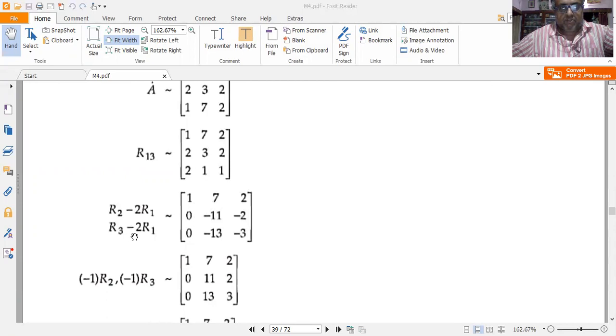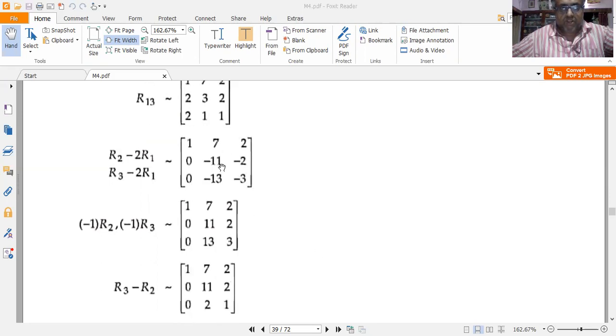Now apply R3 minus 2R1. I get 2 minus 2 into 1, again 0; 1 minus 2 into 7, 1 minus 14, minus 13; then 1 minus 2 into 2, 1 minus 4, which is minus 3. Now, multiply R2 by minus 1 and multiply R3 by minus 1. So I get A represented as [1 7 2; 0 11 2; 0 13 3].